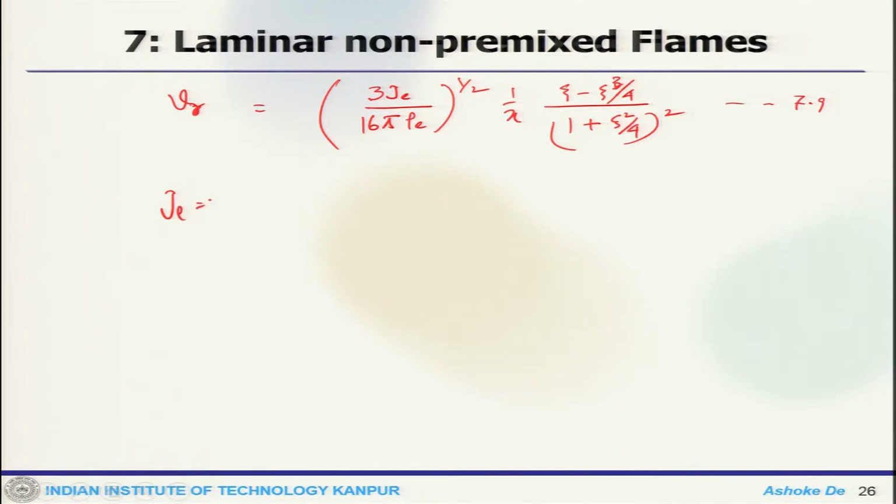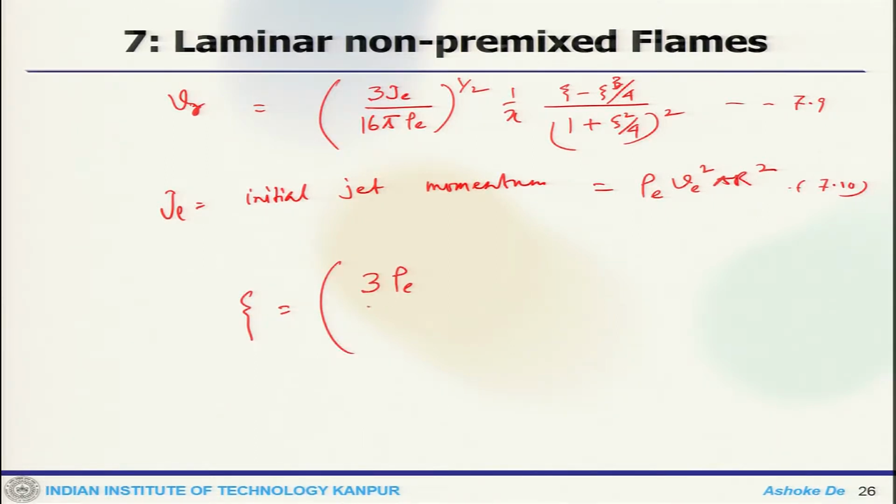So, J e we have already defined, it is the initial jet momentum, which is rho e V e square pi r square, and xi is defined as 3 rho e by 16 pi J e to the power half, 1 by mu, r by x. So, these are the definitions for initial momentum and the xi.